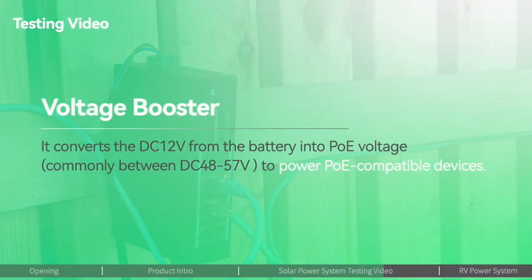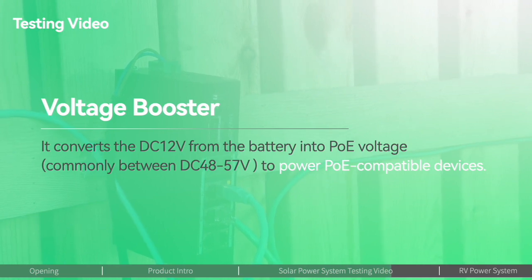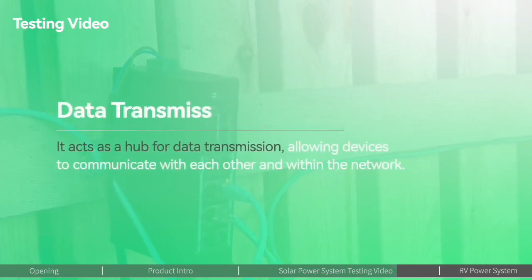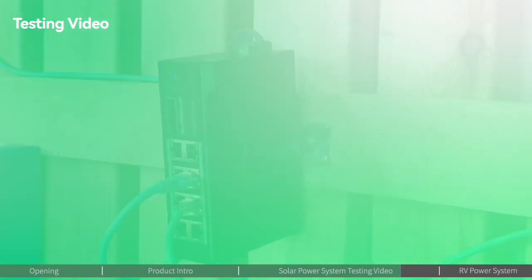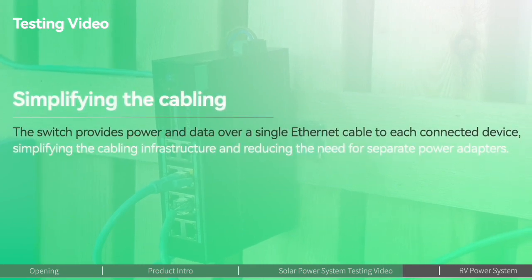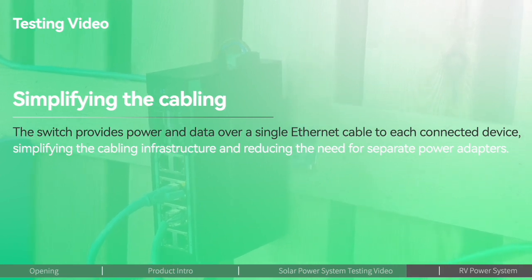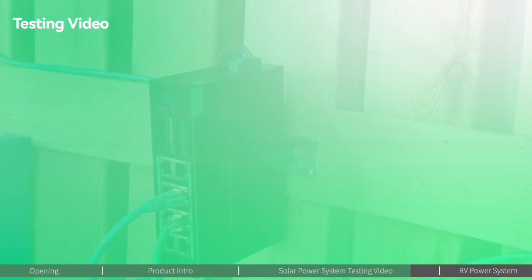This PoE switch serves several key functions here. Number one, it converts and boosts the DC 12 volts from the battery into a standard PoE voltage and eventually powers up PoE compatible devices. Number two, it acts as a hub for data transmission, allowing devices to communicate with each other on a network. And last one, the switch provides power and data over a single Ethernet cable to each connected device, simplifying the cabling infrastructure and reducing the need for separate power adapters.